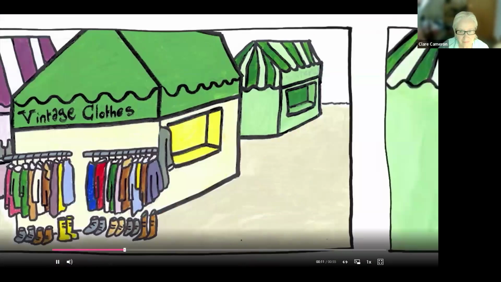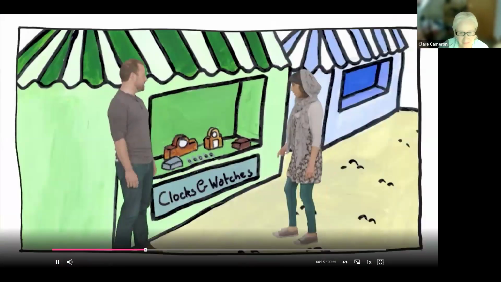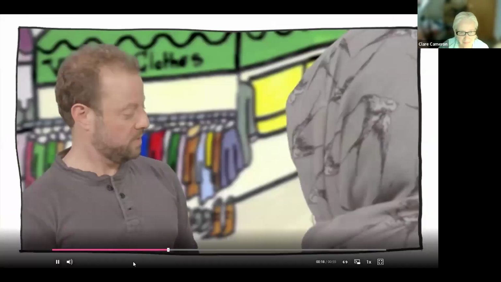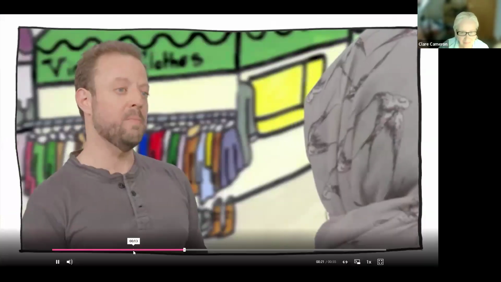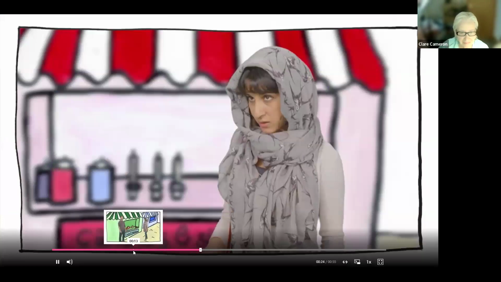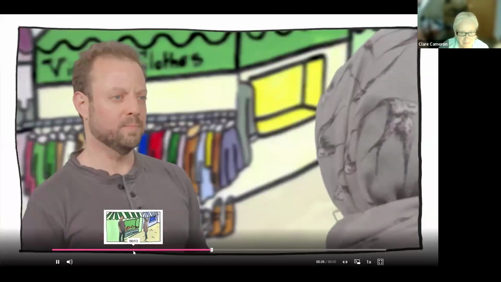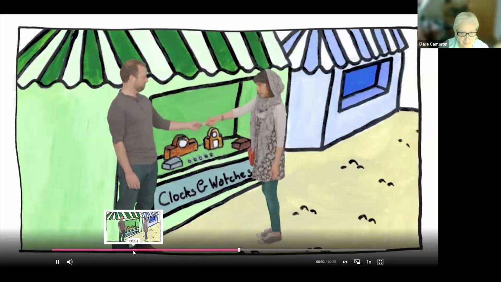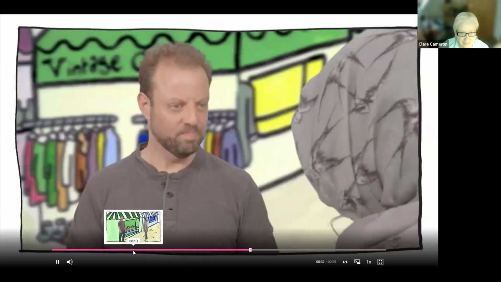Clocks for everyone. Watching clocks. Excuse me, how much is this clock? For you, I can do that clock for £10. £10? Yeah, that's right. Here you are. Thanks. Thank you.